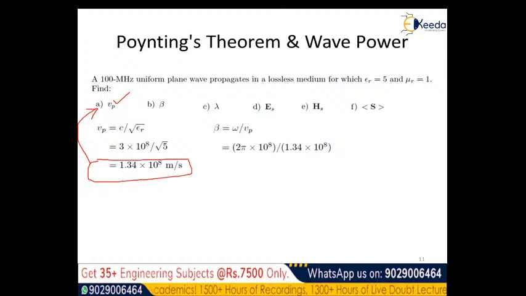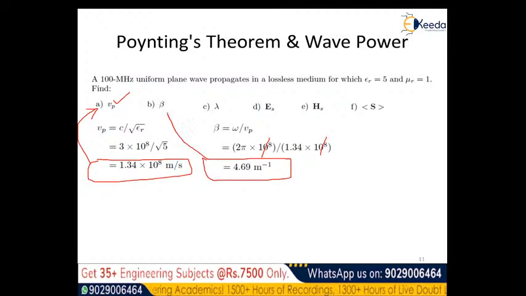So 2 pi into 10 raised to power 8 divided by 1.34 into 10 raised to power 8 here. The 10 raised to power 8 terms will get cancelled. Pi, the constant, you can put 3.14, and if you have the computation of beta, it is 4.69 here, and it has to be measured in terms of per meter. So meter inverse you can put as a unit here. So now here you see the answer beta, the solution for part B here. So part B has also been solved for the phase shift constant here.